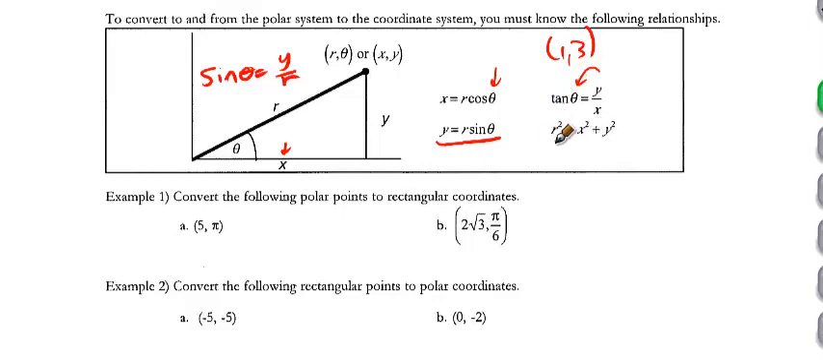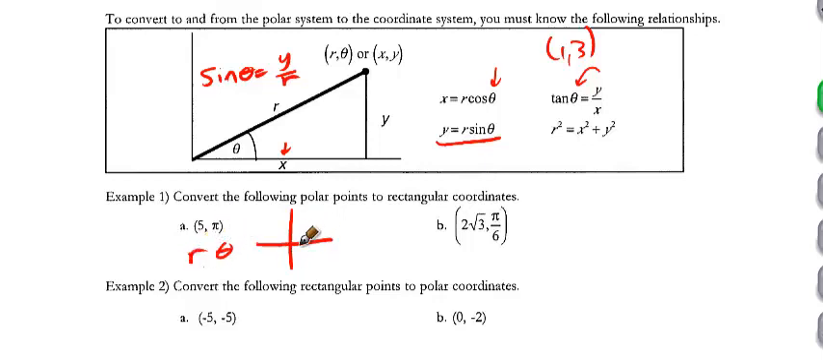Also, if you want to find r, one of the easiest ways is using the Pythagorean theorem. X squared plus y squared equals r squared. Alright, so we convert the following points to rectangular coordinates. Now before we do that, we should think about where this really is. So what this means is you have a radius of 5 and an angle of pi.